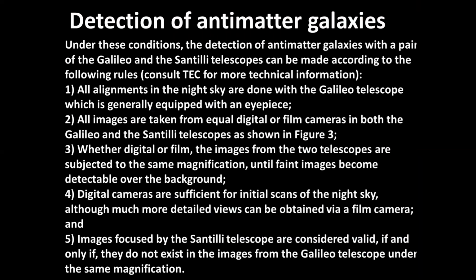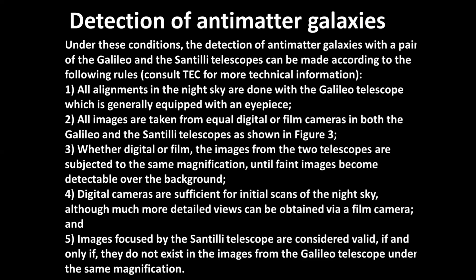In detecting the whole subject of antimatter, if antimatter exists, and that means there has to be another universe, another anti-universe. Under these conditions, the detection of antimatter galaxies with a pair of the Galileo and the Santilli telescopes can be made according to the following rules. You can actually go to their website and find more of the technical facts, but I'm just going to lay them out here. 1, all alignments in the night sky are done with the Galileo telescope, which is generally equipped with an eyepiece.